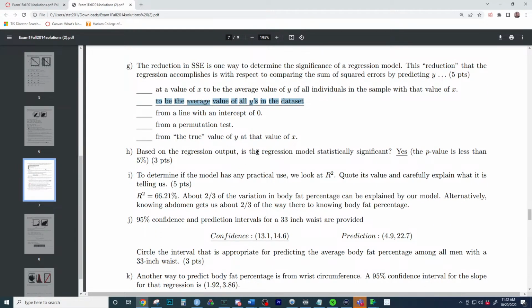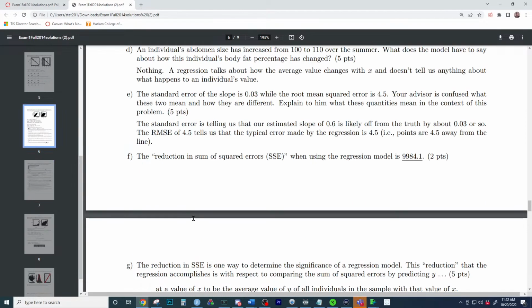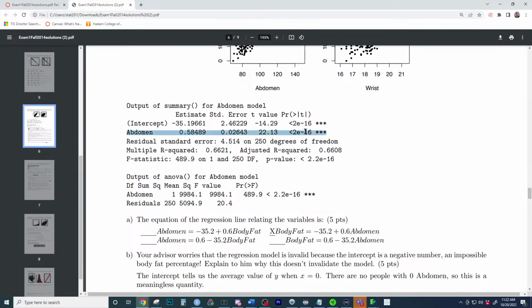Based on the regression output, is the regression model statistically significant? So this, you said it's J, right? We're going to J. So is it statistically significant? Yes, and that is 201. You should know.